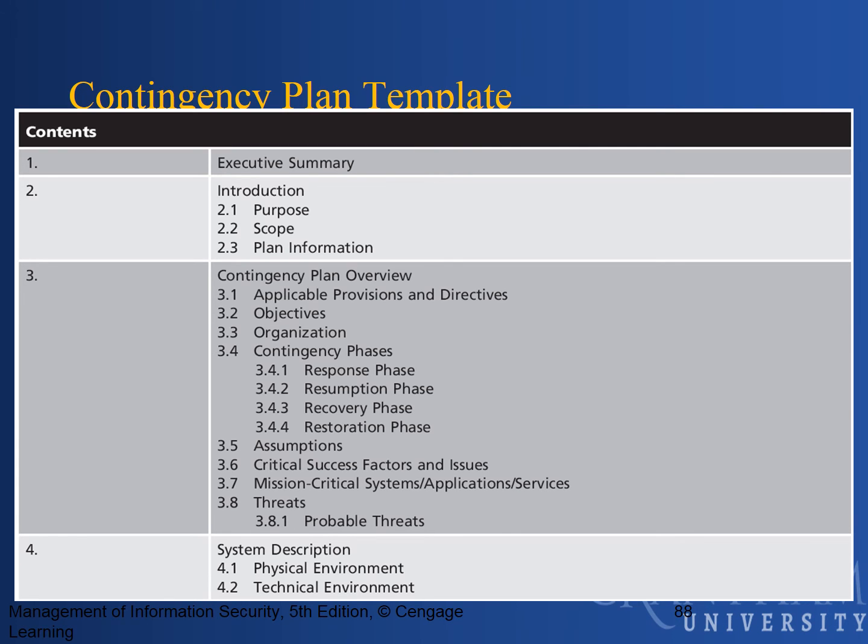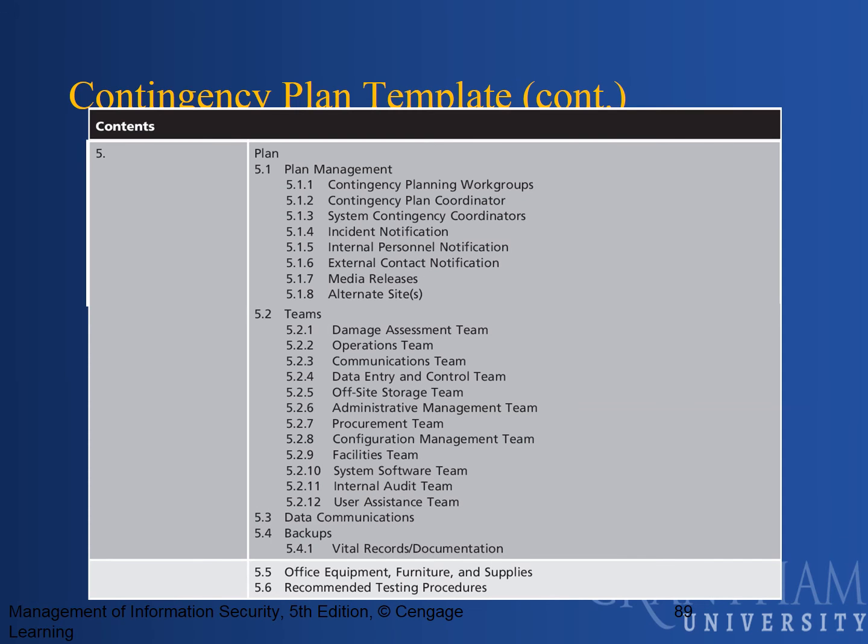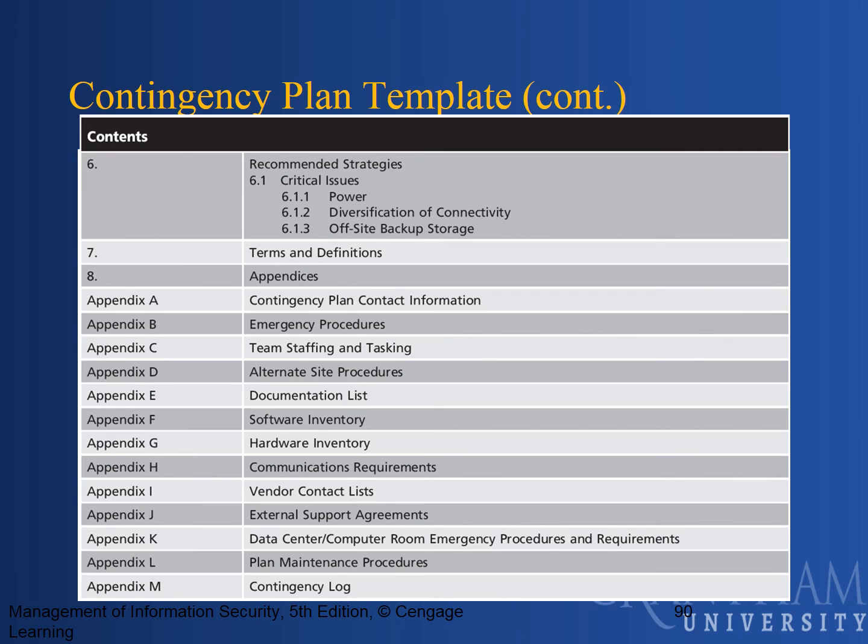Here's a contingency plan template. Note 3.4 contingency phases, broken down to response, resumption, recovery, and restoration. In 5.2 of the contingency plan template, note the teams that have been created. In the last portion of the template, note the appendixes. They include contingency plan contact information, a team staffing and tasking, documentation list, inventories, contact lists, requirements, and agreements.